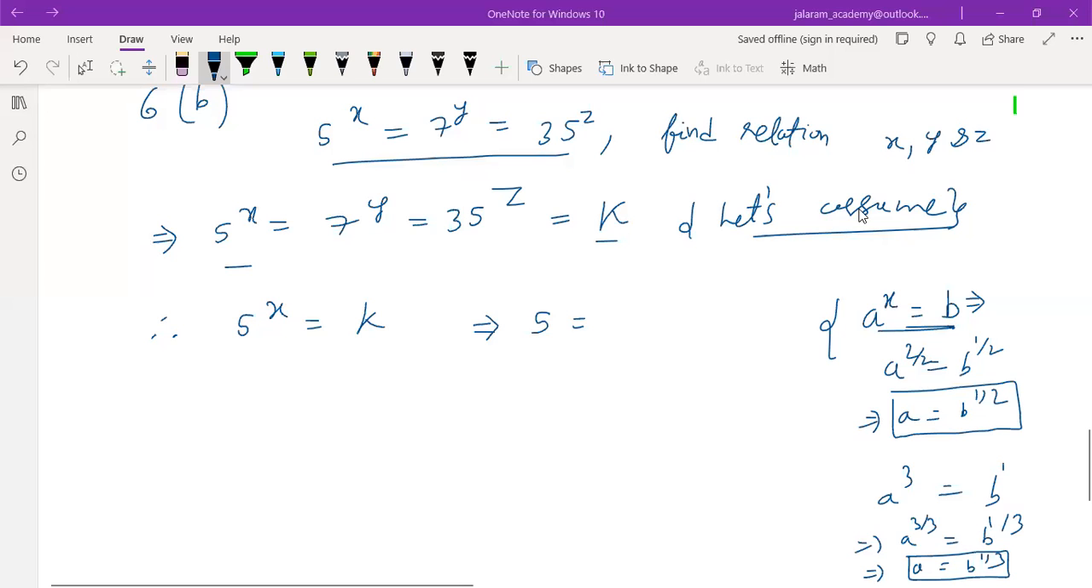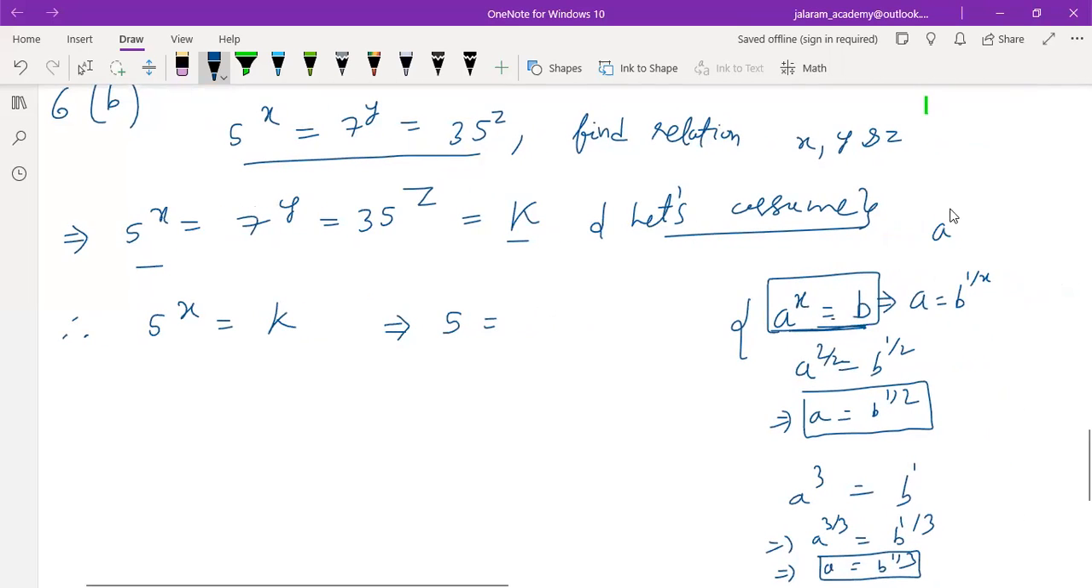I'm asking about a to the power x equals b, then a equals what? If a squared equals b, a is equal to b to the power 1 by 2. So 1 by x. If a to the power x equals b, we should divide the power on both sides by x to remove the power of a. And the power of b on the right hand side is 1. So we can write b to the power 1 by x. So a equals b to the power 1 by x.